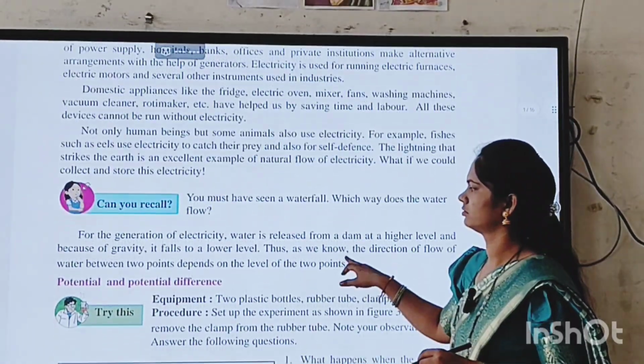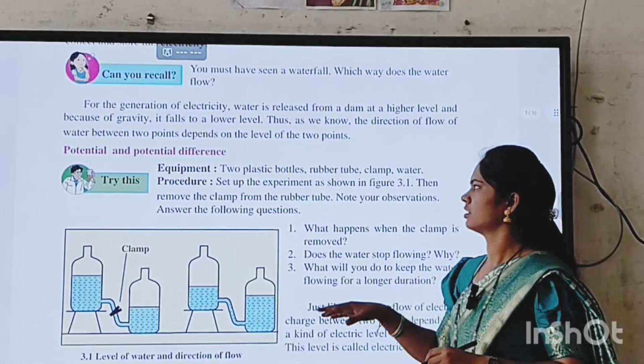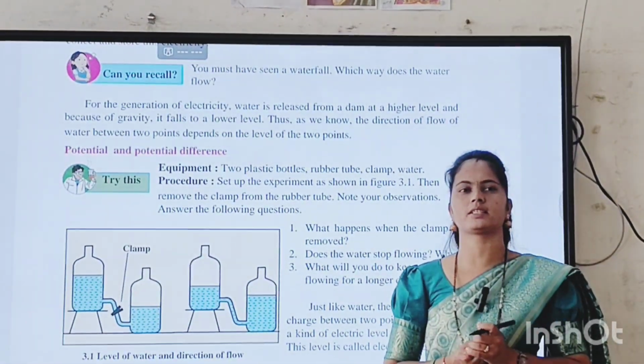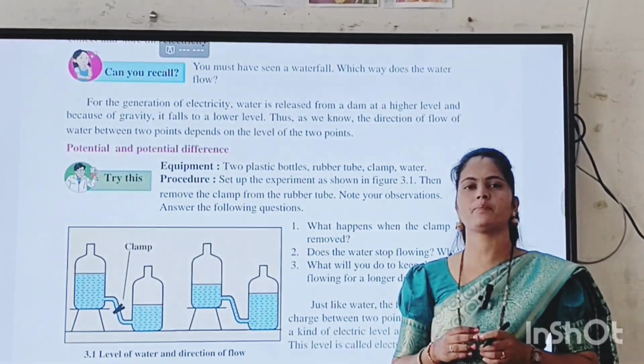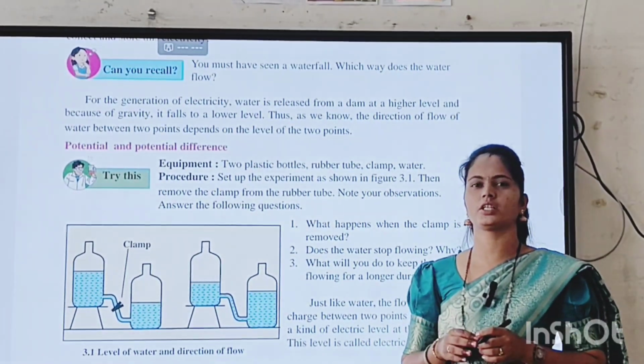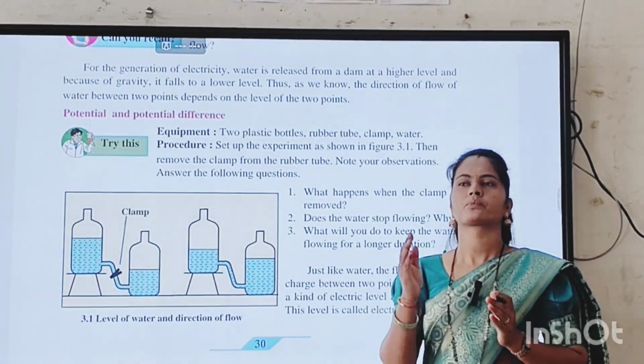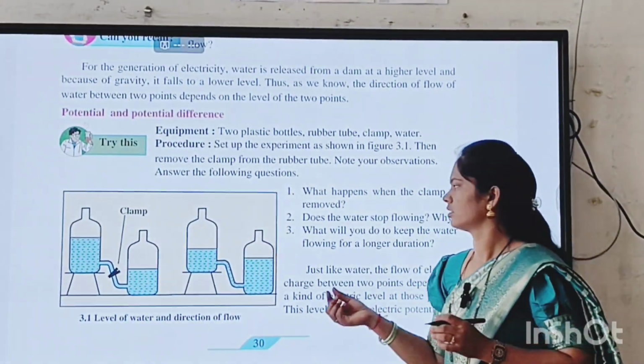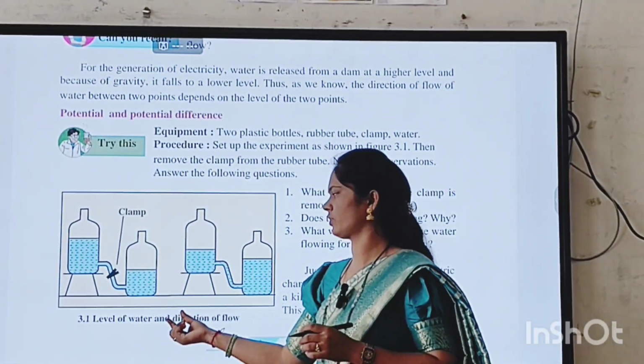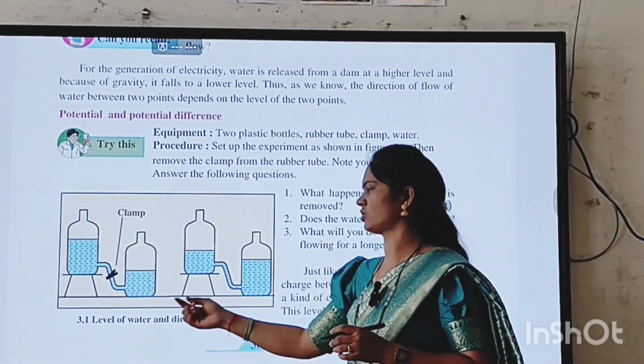Now, potential difference. The definition of potential difference is the difference between higher potential and lower potential. It is called potential difference. The unit for potential difference is volt.